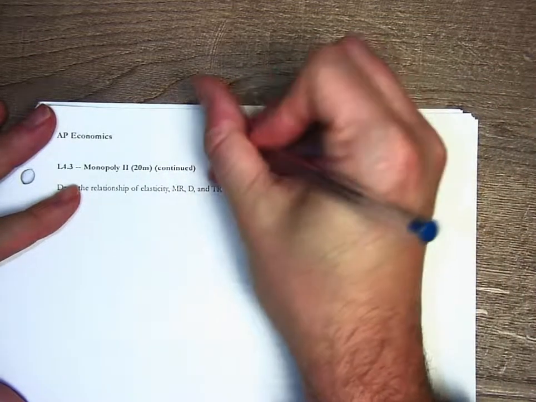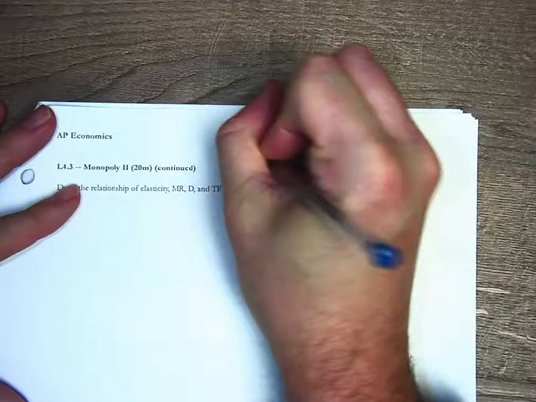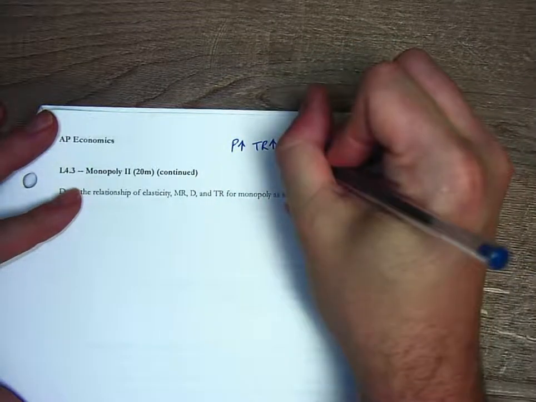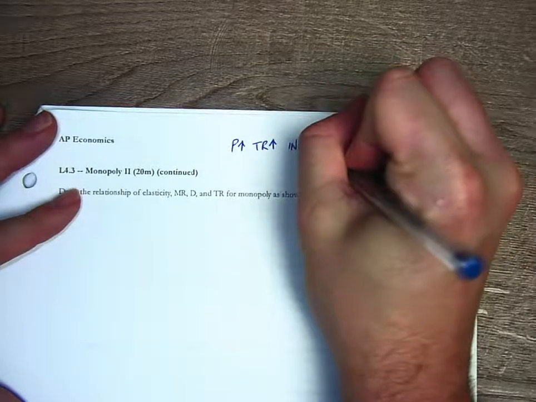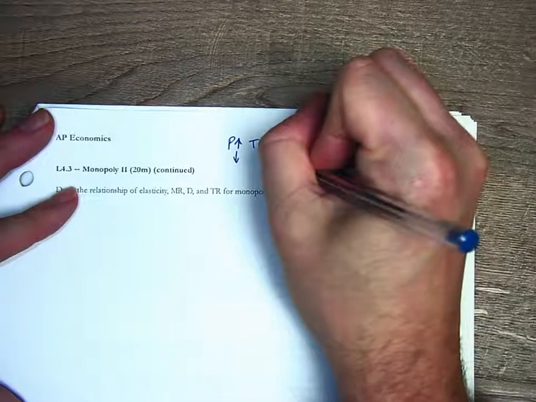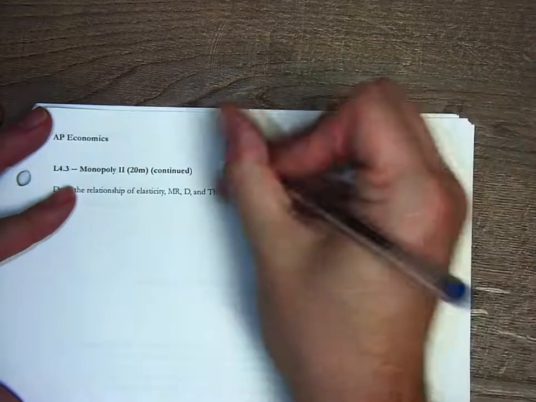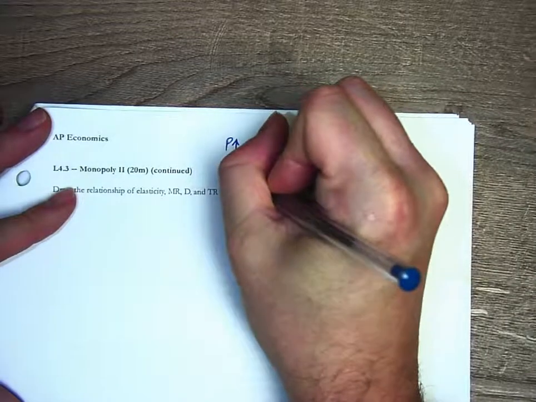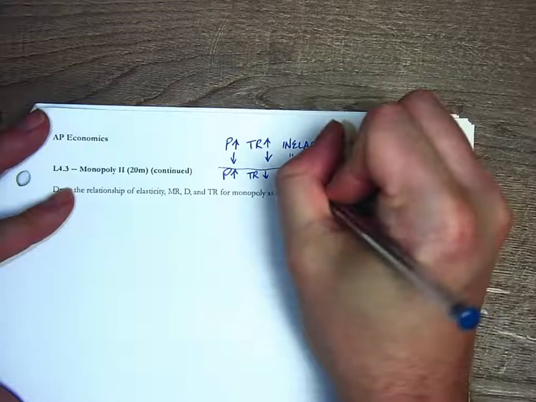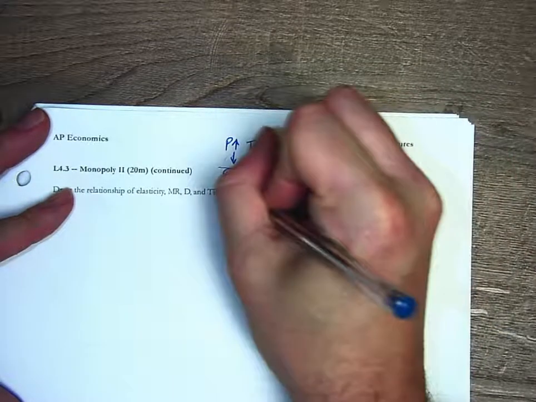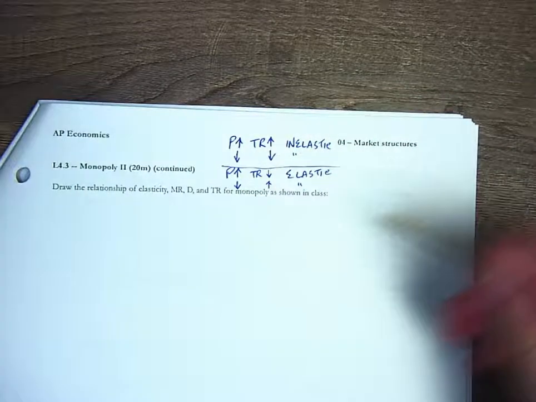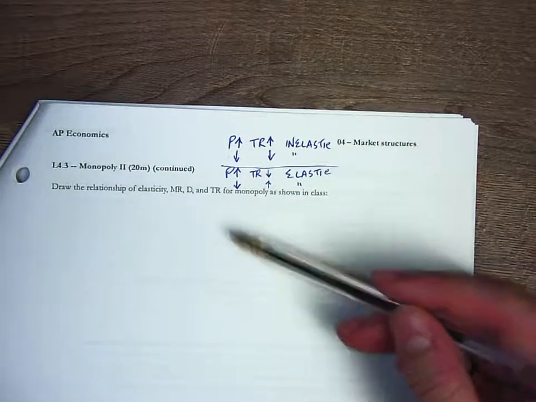The total revenue test of elasticity meant that if price is going up and total revenue is going up, then they're moving in the same direction, so the range is inelastic. And if they're going down and down, likewise. We also said that if price is going up but total revenue is going down, you're in the elastic. And likewise, if price is going down and total revenue is going up, you're in the elastic. So we're gonna apply that to the monopoly graph.